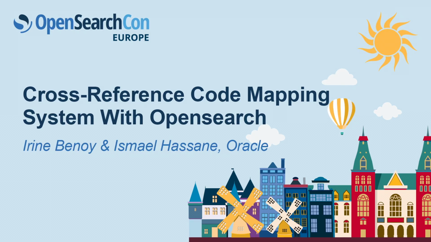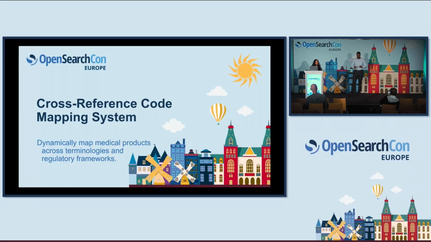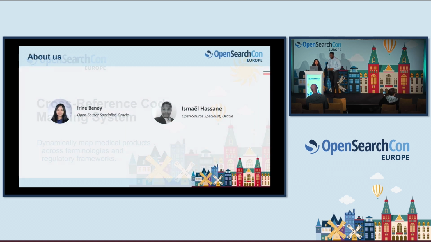So today we are going to share with you the work we have done around a cross-reference code mapping system, and this has to do with medical products. The idea is to dynamically map medical products across terminologies and the regulatory framework. So this is our agenda for today. Let's go ahead. Thank you.